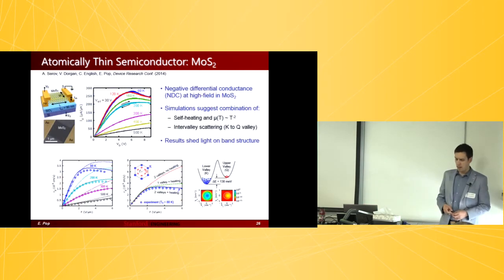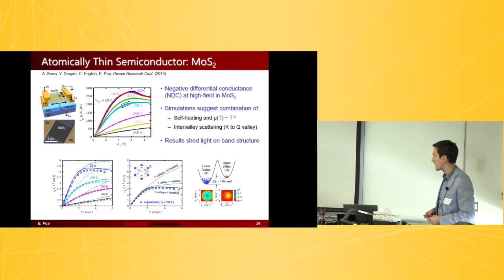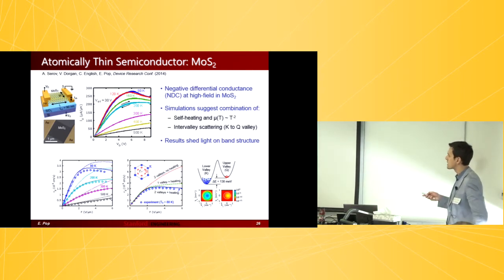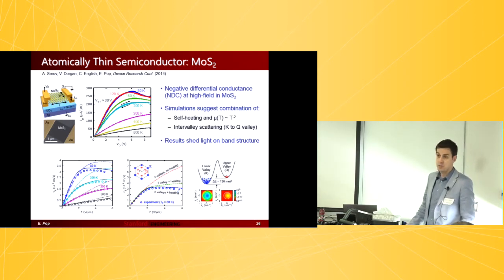Some similar work in MoS2, which we've been pursuing recently. We've been seeing some strange effects at high field and low temperature in MoS2. We see this negative differential conductance, right? The current goes up and then the current comes back down. And of course, us being who we are, we said, well, this clearly must be self-heating, right? We've done this in graphene. Of course, self-heating must play a role in MoS2. But it turns out we weren't able to explain it purely through self-heating.